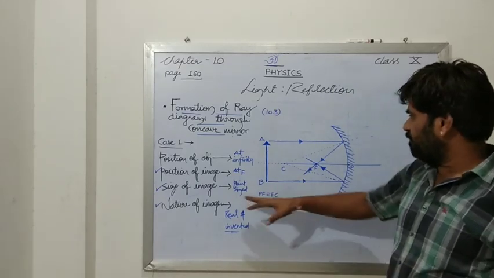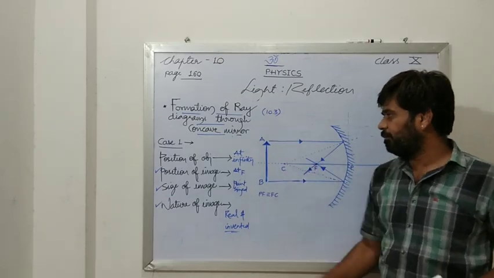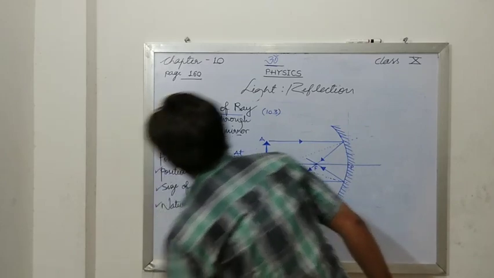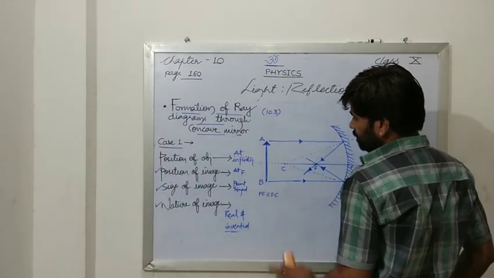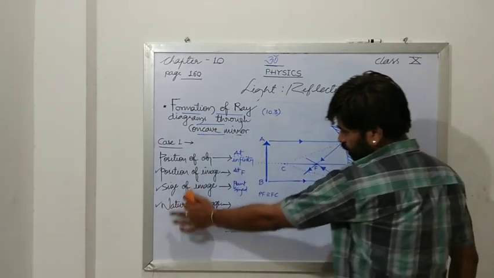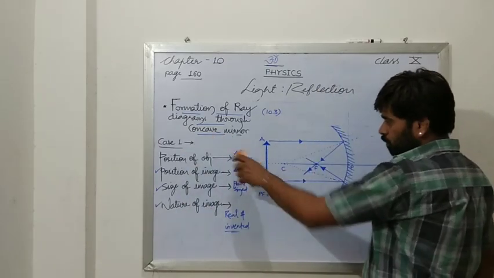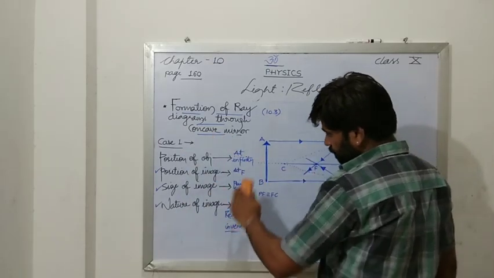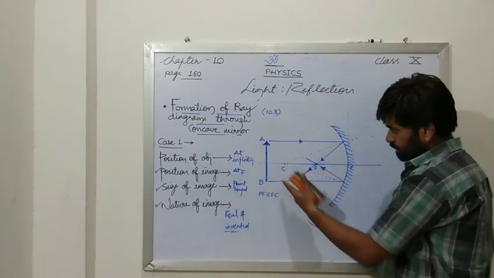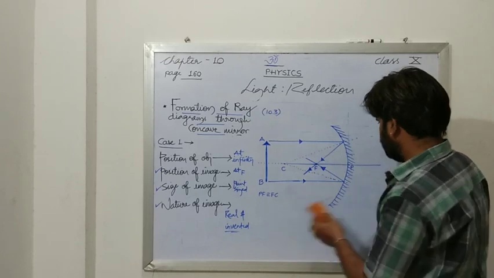You may verify this particular one with that particular table which is given in your NCERT. So this was case number 1. You may draw it on a single page diagram, and these all 4 points we are going to verify for all the rest of the positions of the object. So this was at infinity. Let us move to the next one.